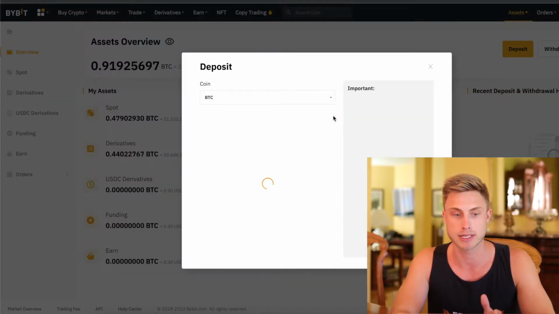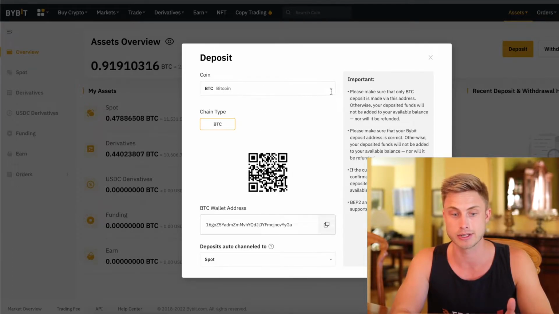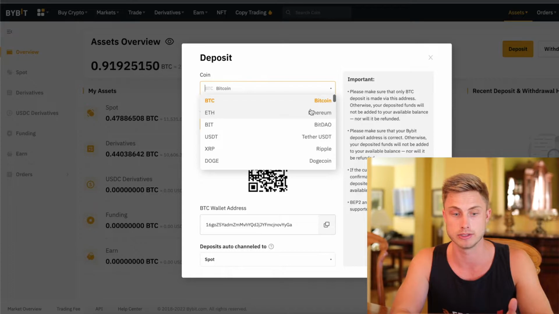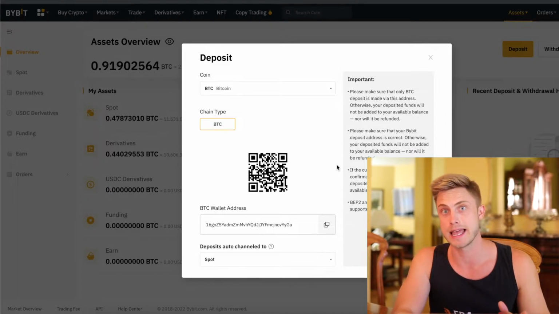So you'll press deposit, you'll press the coin and currency you want to actually send in. So in this case, it'd be Bitcoin. I could send in Ethereum or any other coin. I grab the address right here. I'll go back into my Coinbase account or something like that, and then press send on Bitcoin from there, and I'll paste in this address so that I send from Coinbase into Bybit.